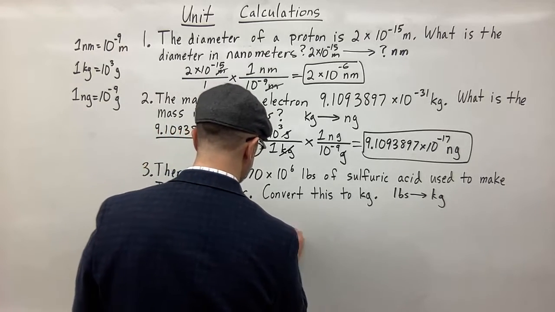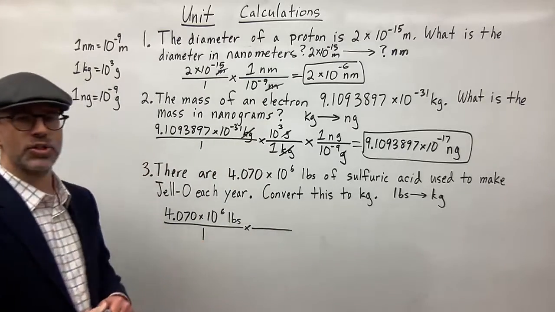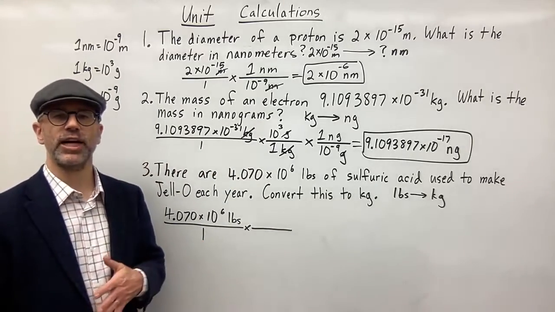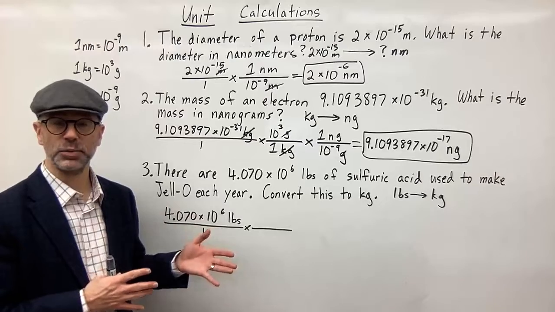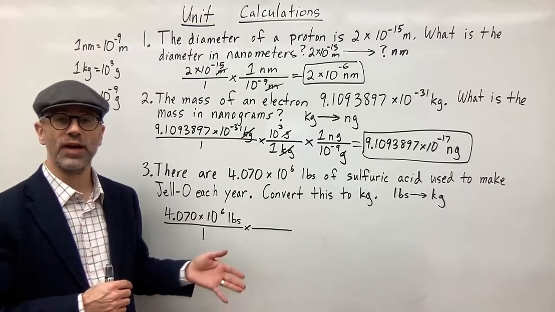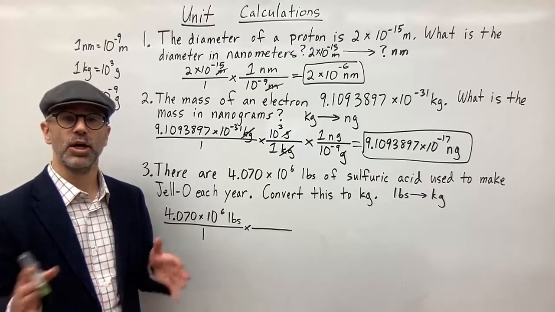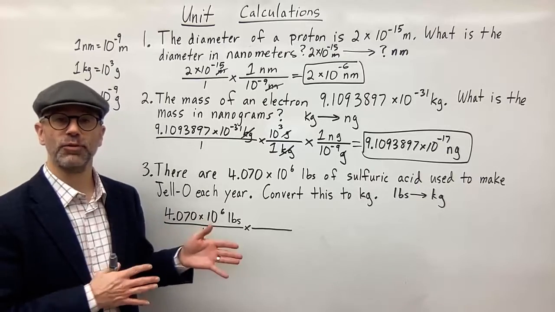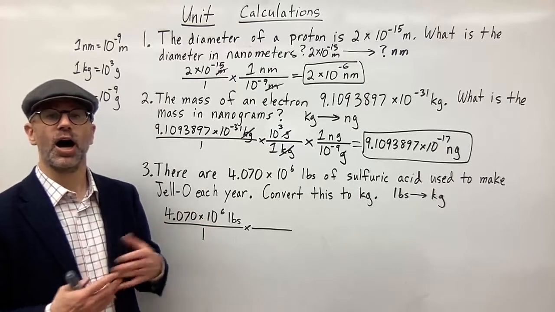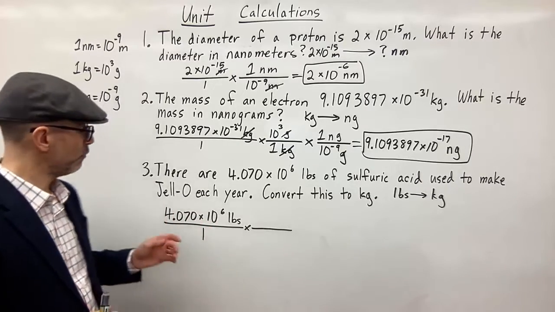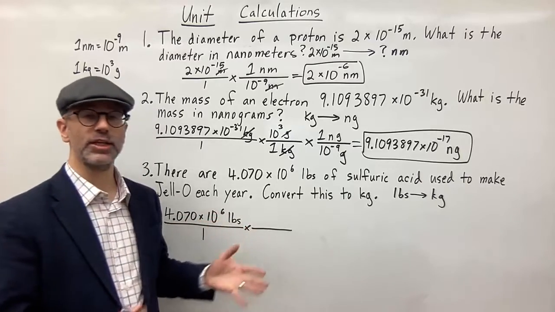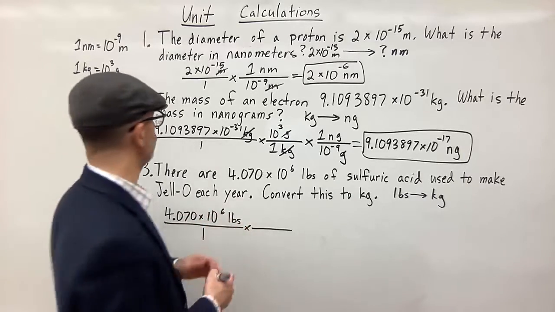And we got to get to kilograms. So to get to kilograms, it would be nice to have grams, because then we could use the 1,000 grams is equal to 1 kilogram conversion factor to convert from grams to kilograms. But we need grams. If we have a pound to gram relationship, we could do that, and we do.